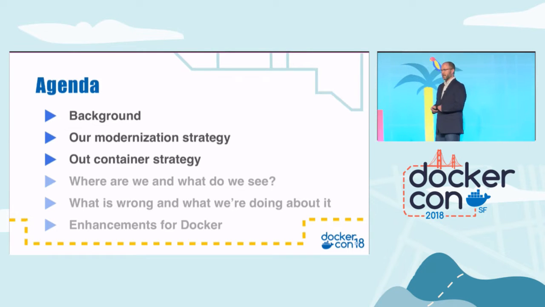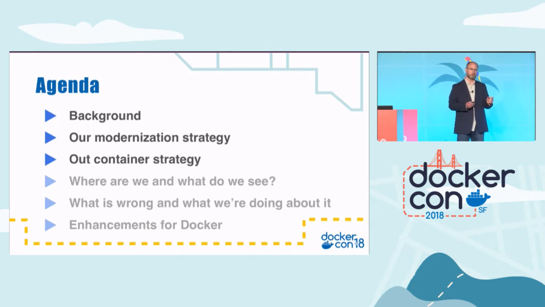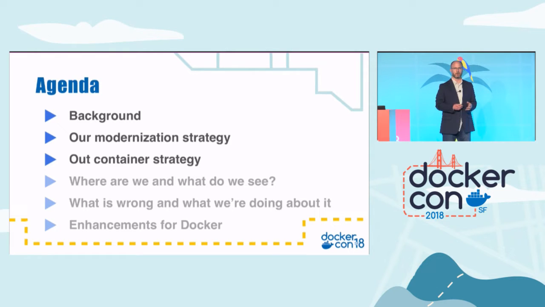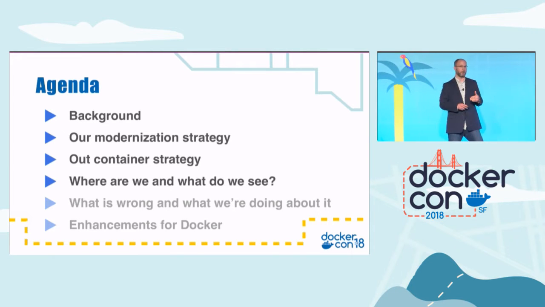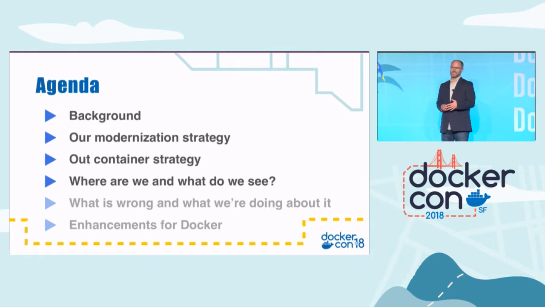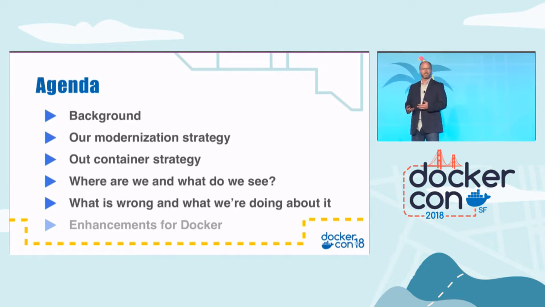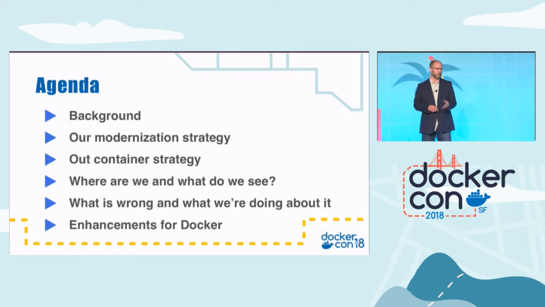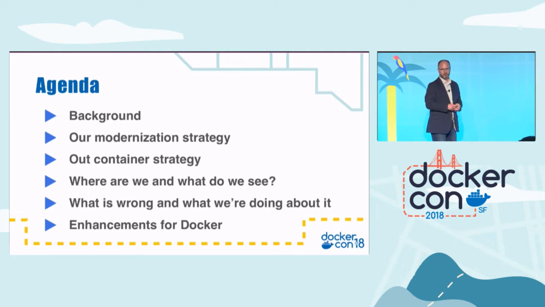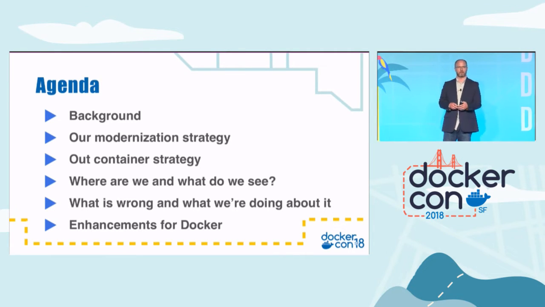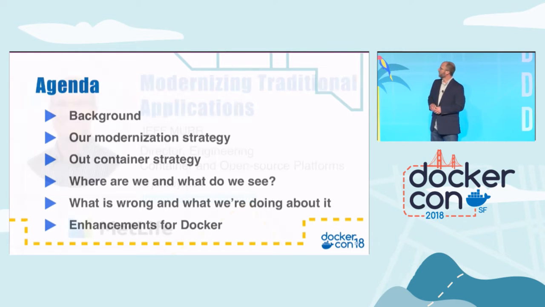Then I'll talk about our container strategy, how it is nuancedly different from our modernization strategy, and why there are 2 separate strategies and why we think that's important. Then we'll talk about where we are now, and what is wrong. We've identified we're just not getting some of the adoption we want. We know why, so what are we going to do about it? And then Brian will come back up and give us a little bit of what Docker's services are.